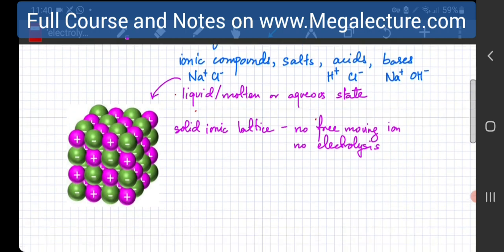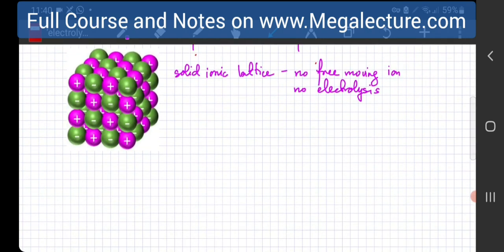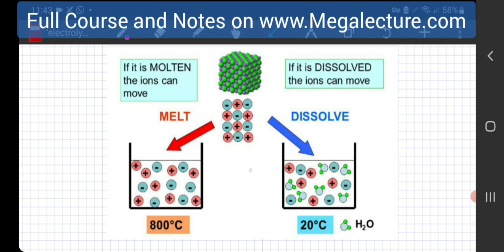But what if we melt it? When we melt it, the ions will be free to move around, and that is when electrolysis would be possible. Or when you have an aqueous state. This diagram clearly shows that the crystal, in a molten state at very high temperatures, has ions that would be energetic and able to move around. The positive and negative ions are all slipping and sliding because they are in a molten or liquid state.